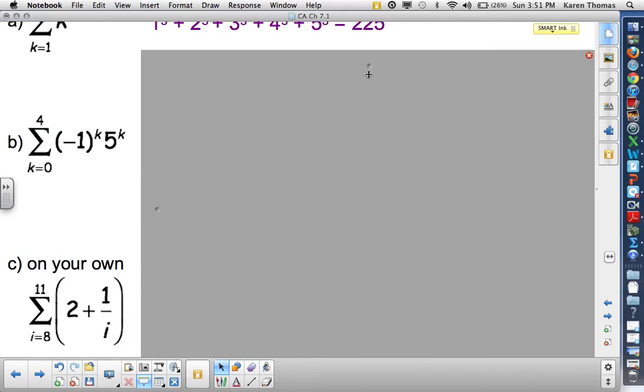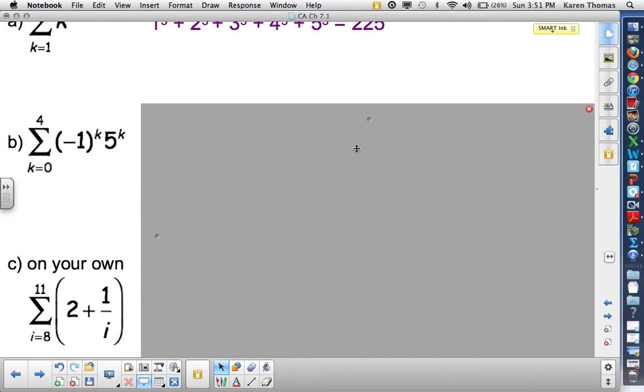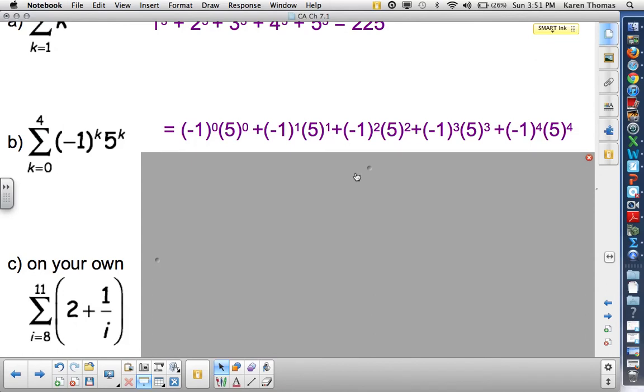So all I'm going to do is everywhere I see a k, I'm going to put in a number. And you can see my first term is -1 to the 0 times 5 to the 0. Then I do plus -1 to the first times 5 to the first. And so on until I get to number 4. You notice it's not just the first 4 terms. I end up with 1, 2, 3, 4, 5 terms here because I started at 0 and went to 4.